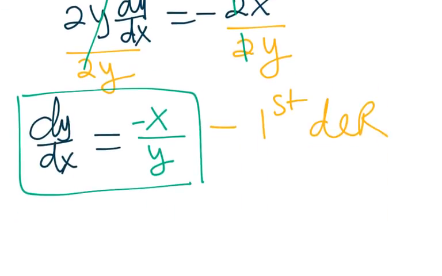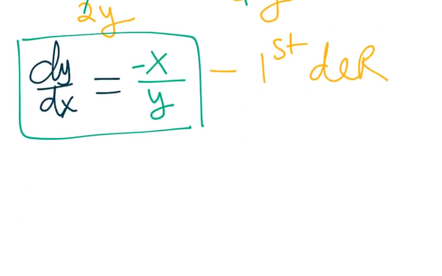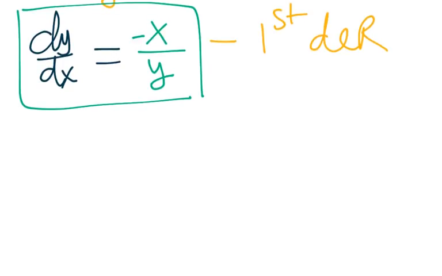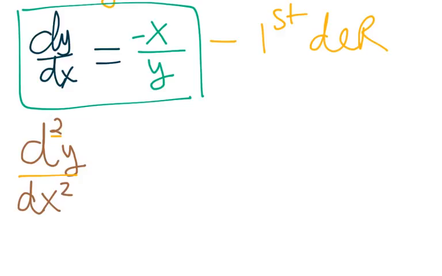So that means I'm going to take the derivative of this function again. In order for you to take the derivative again, pay attention to the notation. The notation is d squared y over dx squared. This notation means second derivative.